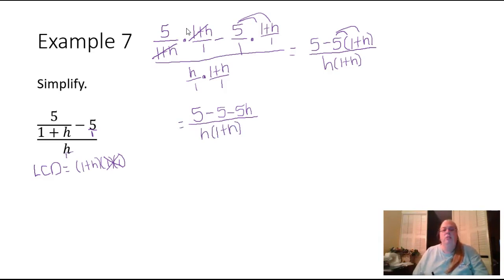All right, I'm adding like terms on the top. These two are going to cancel. I am left with negative 5h divided by h times 1 plus h. Now, notice that the h's can cancel one another out. That's because this is negative 5 times h, which is a factor, and this is h times the parentheses 1 plus h. It is also a factor, so it's okay to cancel those. And so it looks like I'm going to be left with negative 5 divided by 1 plus h as my final answer.